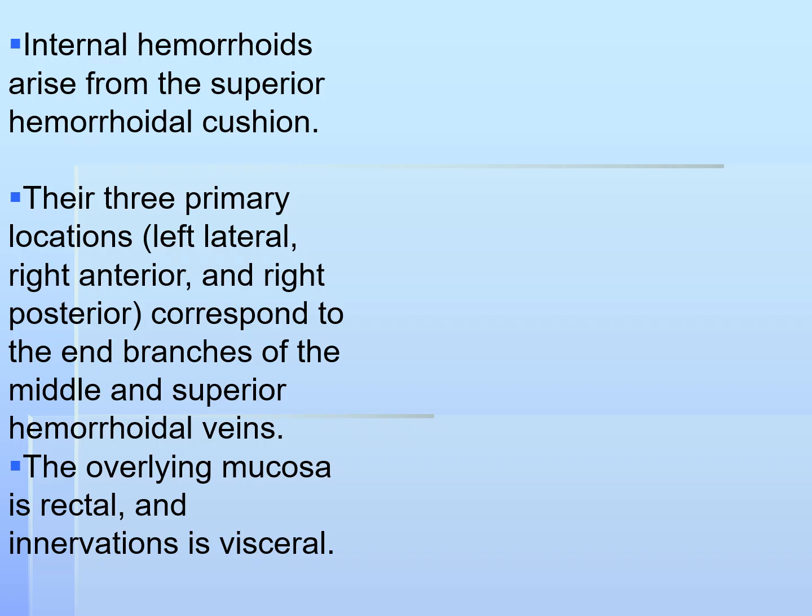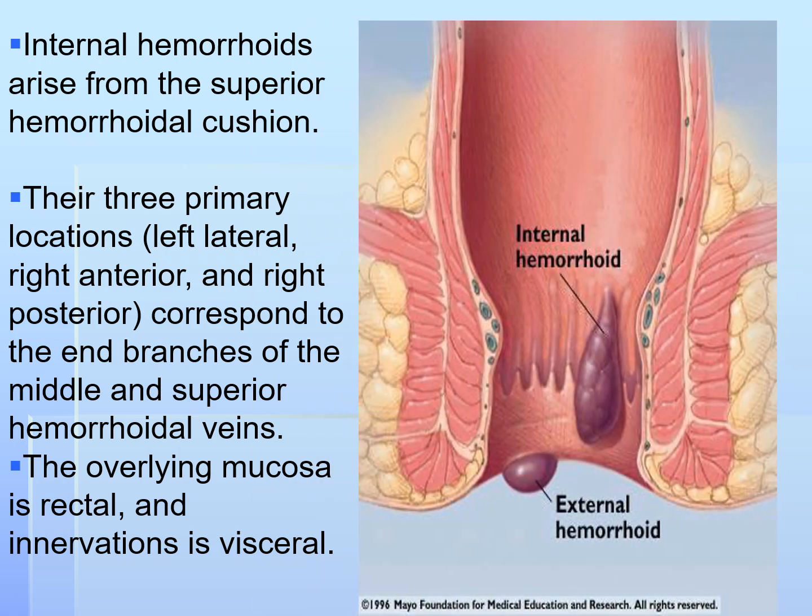Watch the picture. It shows the internal hemorrhoids, which arise from the superior hemorrhoidal cushion and their three primary locations: left lateral, right anterior and right posterior, corresponding to the end branches of the middle and superior hemorrhoidal veins. The overlying mucosa is rectal and innervation is visceral.